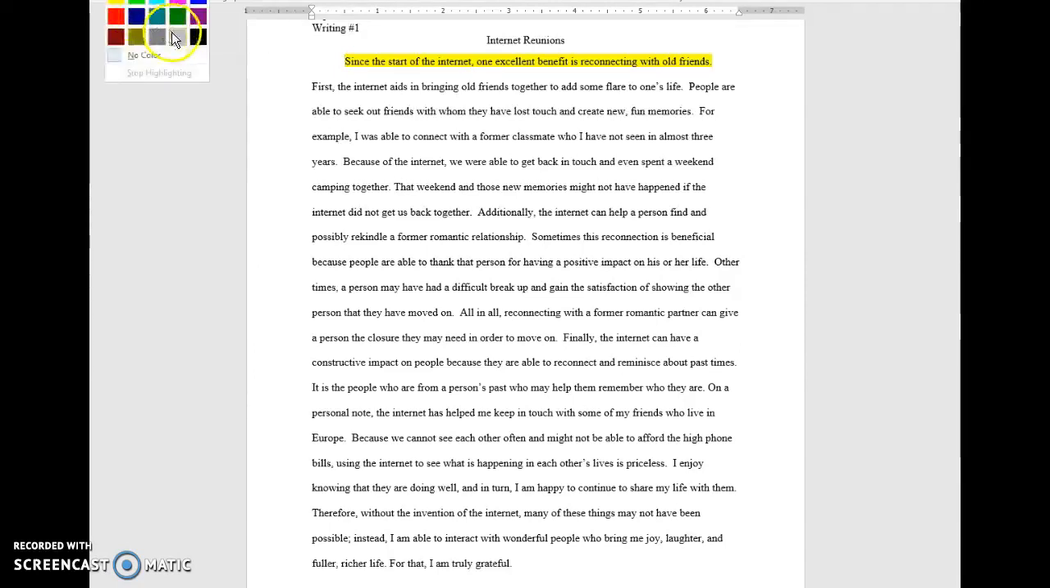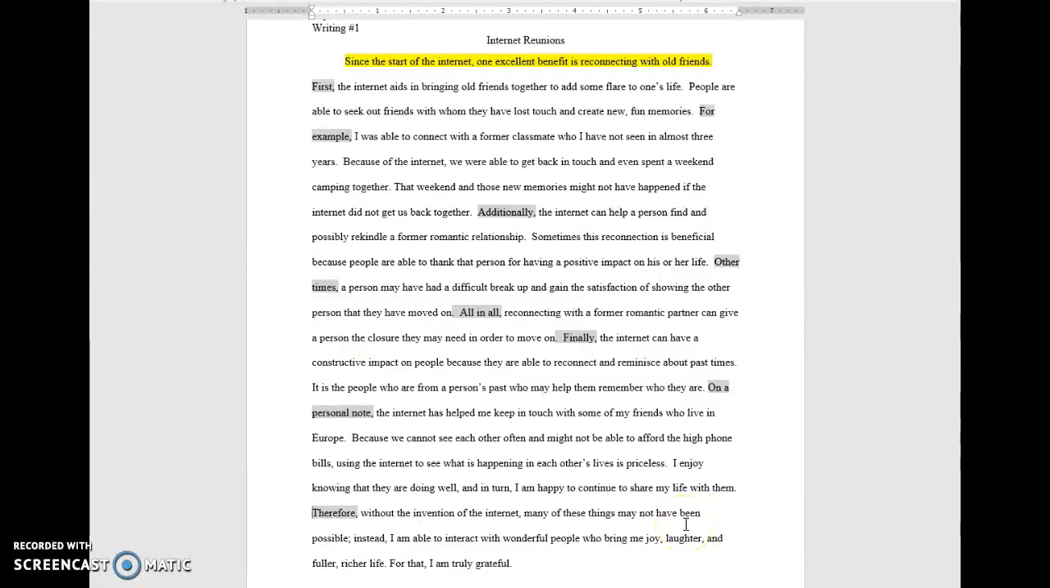Next, let's find transition words. Transition words are important because they work as directions for the reader. Here's another one. And another one. And another. Another transition there. Transition. Is that everything? Looks like it.